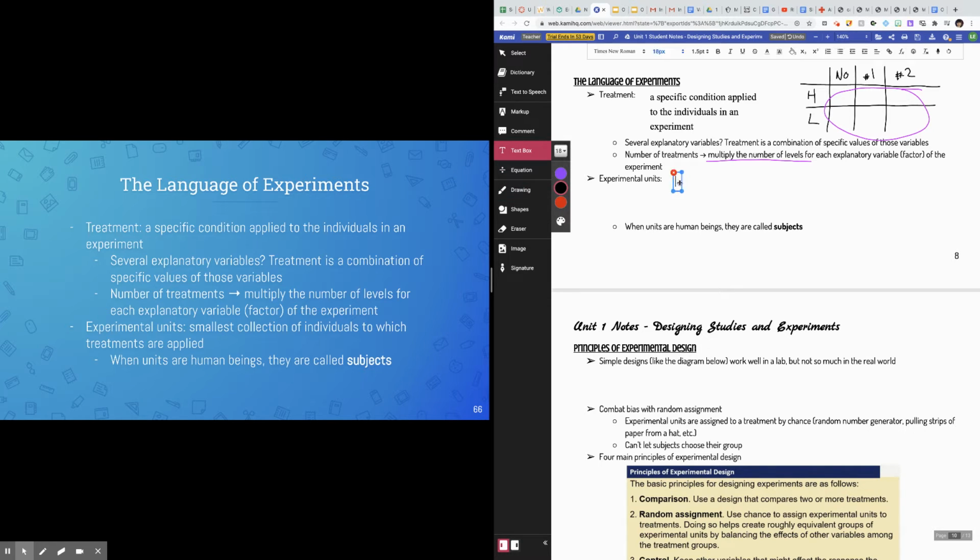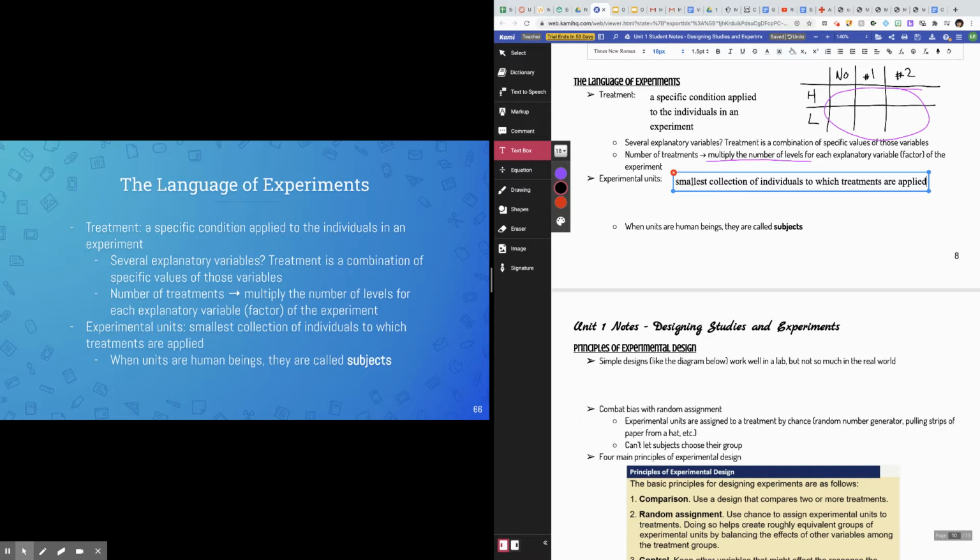Another term that you'll hear or see a lot is this term experimental units, okay, which is essentially the individuals or the subjects that you're working on. So it's just the overarching term for that. So the exact definition is it's the smallest collection of individuals to which treatments are applied. Okay, and when those units are human beings, we call them subjects rather than experimental units.